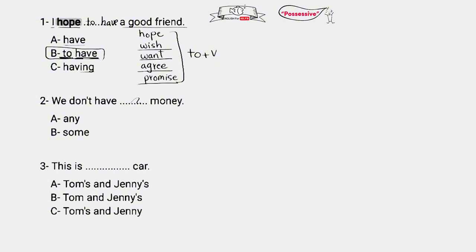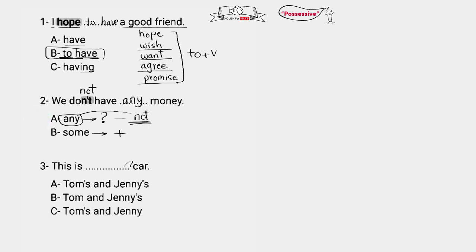We don't have blank money. Any, some. We only use any in the question or the negative sentence that has not in it. And we use some in the positive sentence. No question mark, no not. If you look here, don't, this apostrophe T means not. So this sentence is negative, so we use any here. We don't have any money.